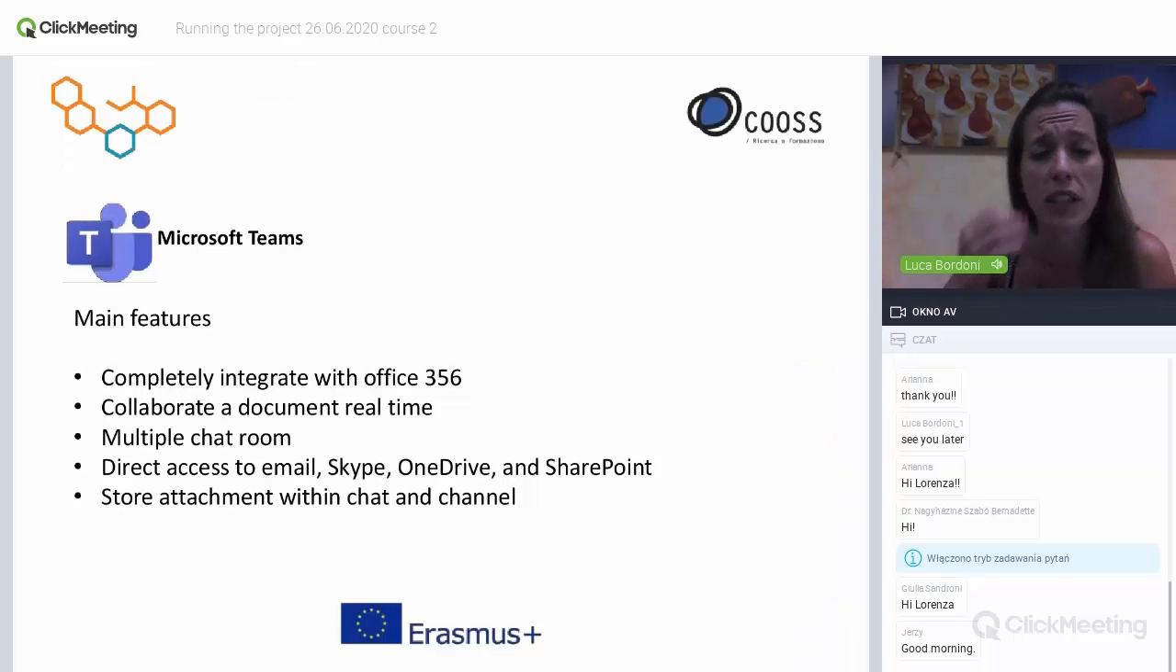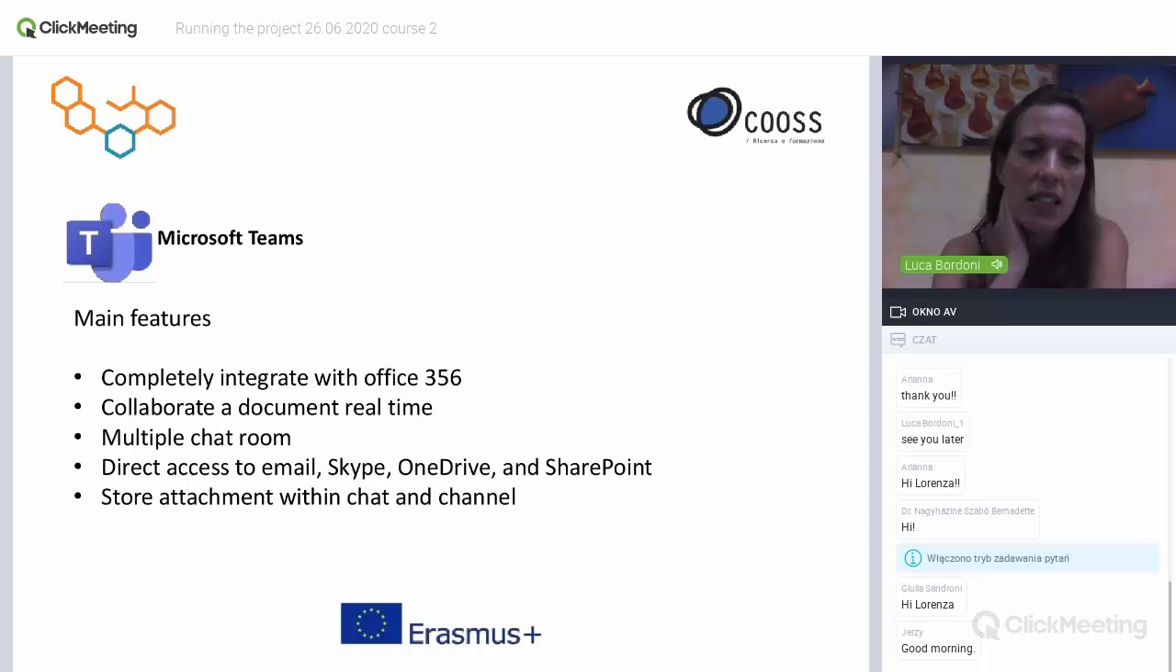And then to finish this short list, Microsoft Teams, that is important because it's completely integrated with Office. Teams also gives the possibility of multiple chat rooms, and gives direct access to email, Skype, SharePoint, and also the Office email, thanks to storing the attachments within the cloud.